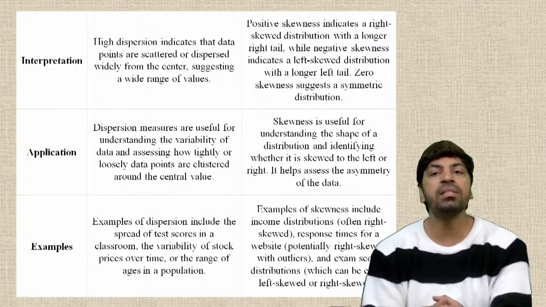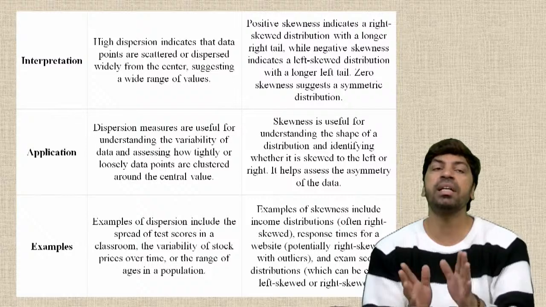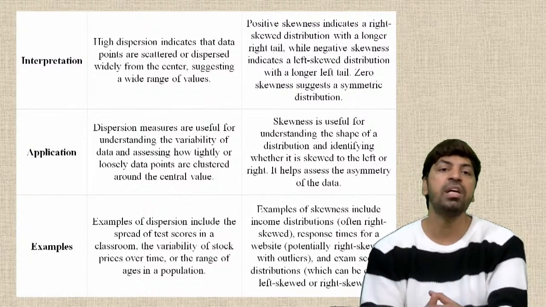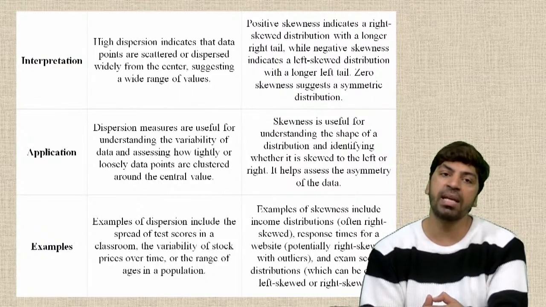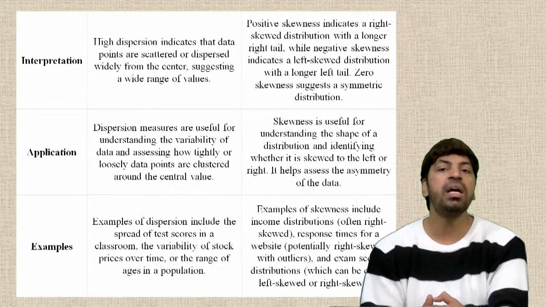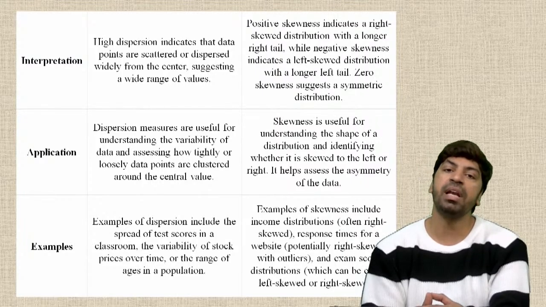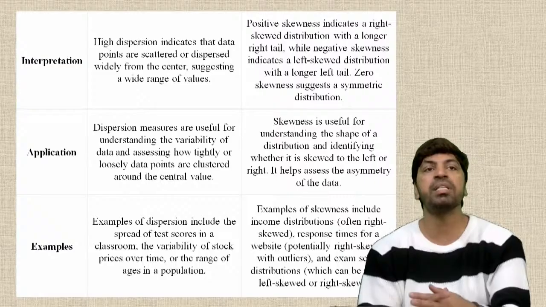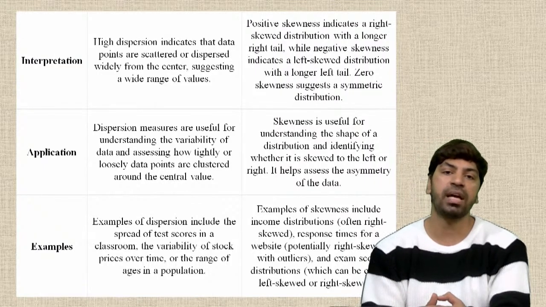But skewness always tells us the shape of the distribution and identifies whether it is skewed to the left or right. A few examples would be the variability of stock prices in case of dispersion, and for skewness the income distribution, often left skewed or right skewed. Another example could be responses on a website also.